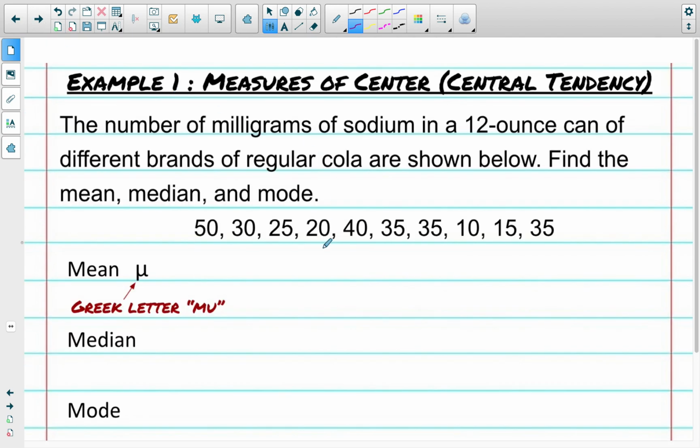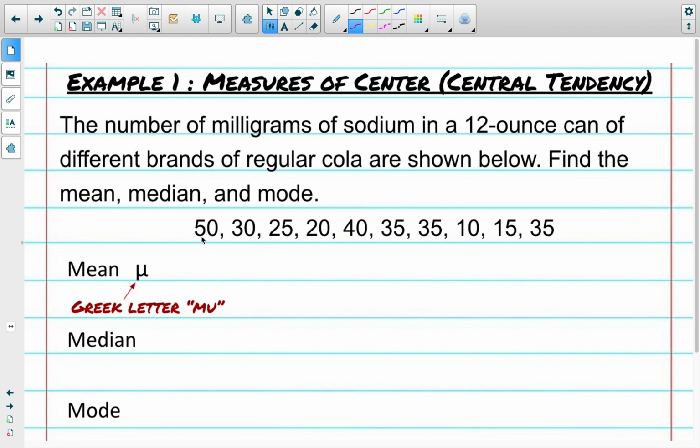Example 1 for measures of center, also called central tendency, says the number of milligrams of sodium in a 12-ounce can of different brands of regular cola are shown below. Find the mean, median, and mode. These are things you have been doing for a very long time. We have a list of numbers here in a data set. First thing to notice is that they are not in order. So the first thing you need to do is order them from least to greatest: 10, 15, 20, 25, 30, 35, 35, 35, 40, then 50. You should have those numbers written from least to greatest.